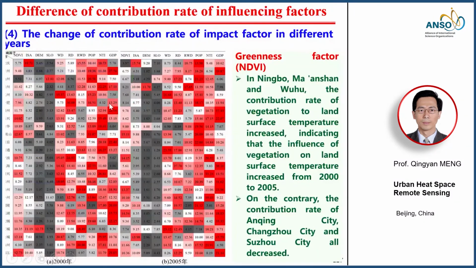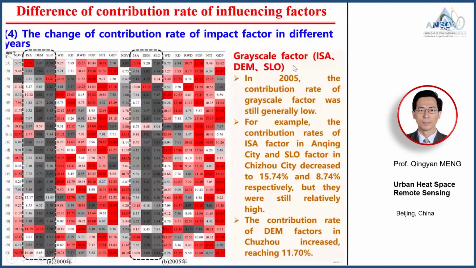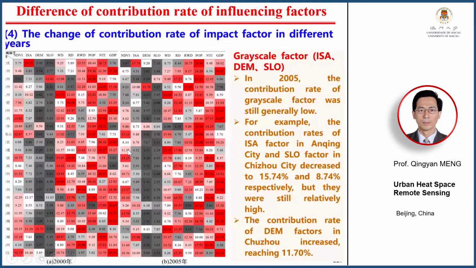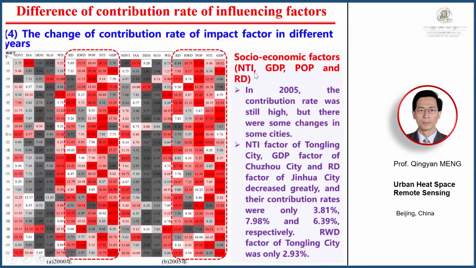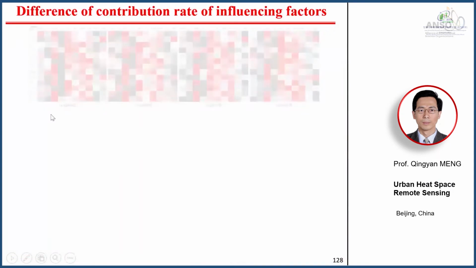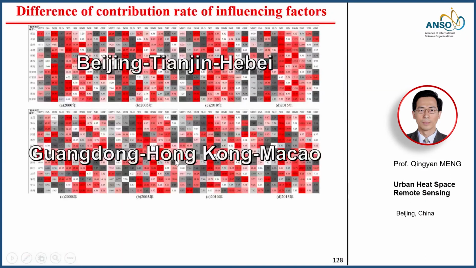And also, we can study the urban gray factors, the ISA, the DEM, the slope, and we can also find some evolution and changing characteristics. And also we can study the humidity factors and the social economic factors: the night light index, the GDP, population, and road density. And then we can compare them together.